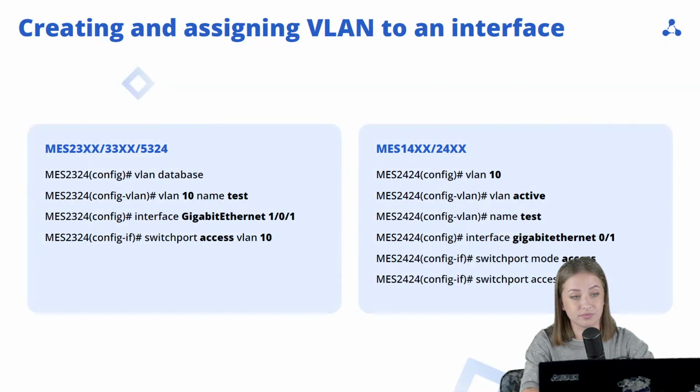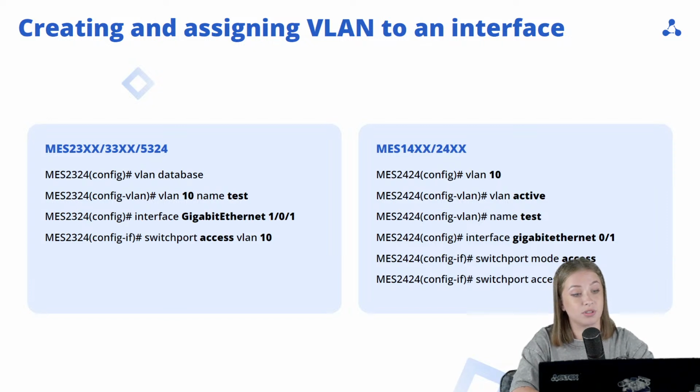diagnostics. Let's move to creating and assigning a VLAN to an interface in access mode. For the MES23 line, as you can see, we can just write VLAN 10 with the name, and the VLAN will be created. For the MES24 line, we need to activate and give the name to the VLAN separately in the separate configuration mode. Also, you can see that the interface naming is slightly different between the lines.